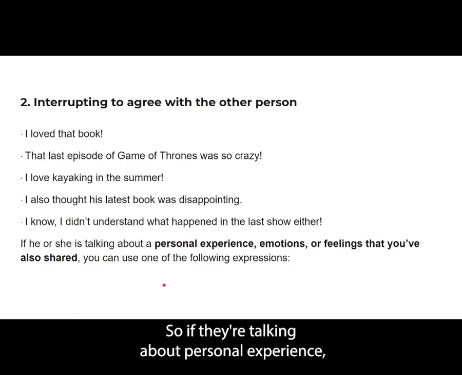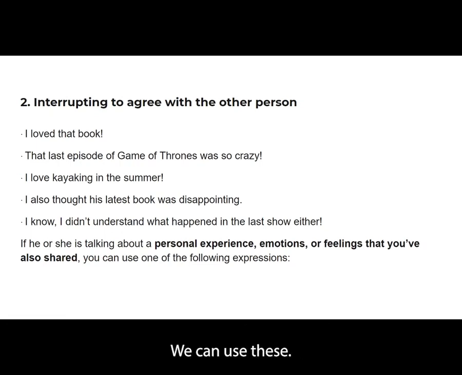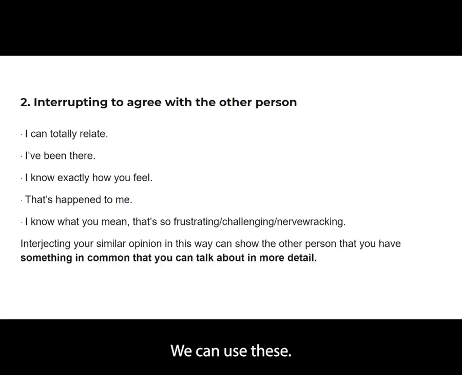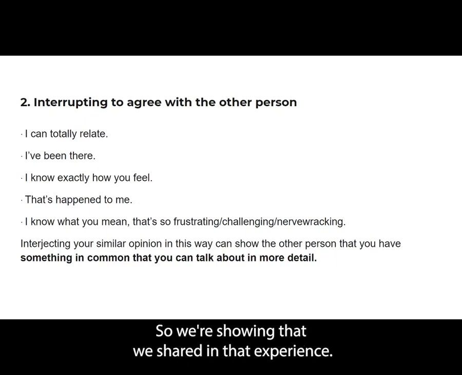So if they're talking about personal experience, their personal emotions or feelings that you've also shared, we can use these expressions. I can totally relate. I've been there. I know exactly how you feel. That's happened to me. I know what you mean. That's so frustrating. That's so challenging. That's so nerve-wracking. So we're showing that we shared in that experience.